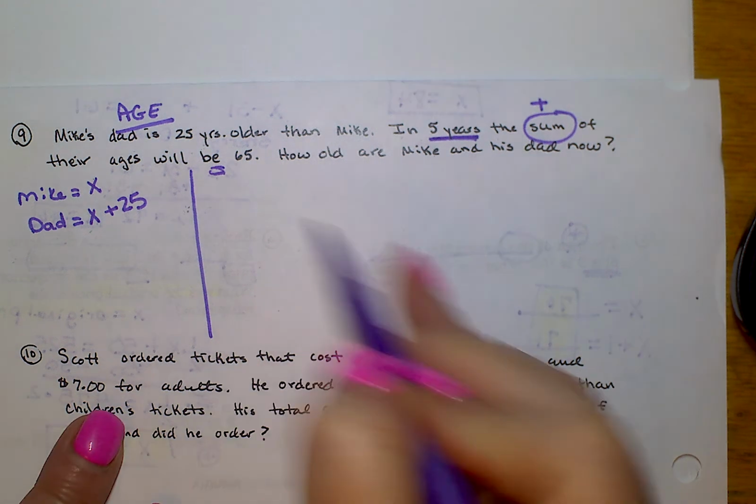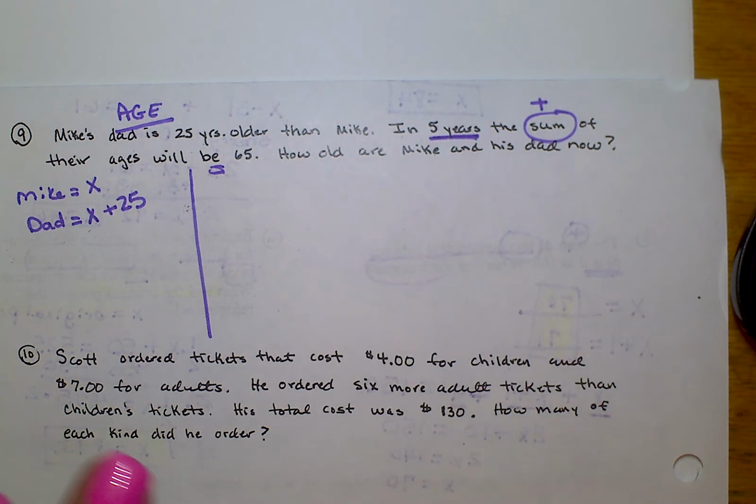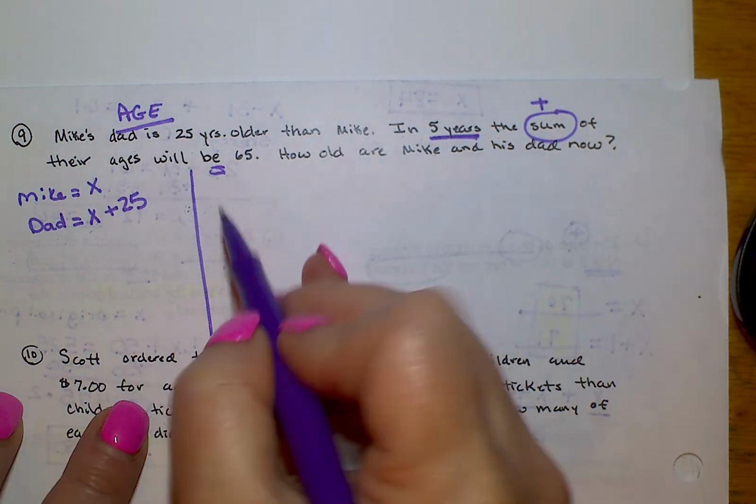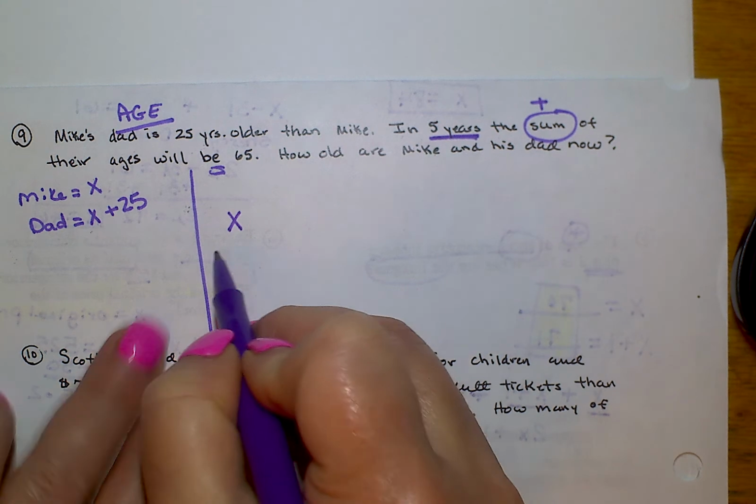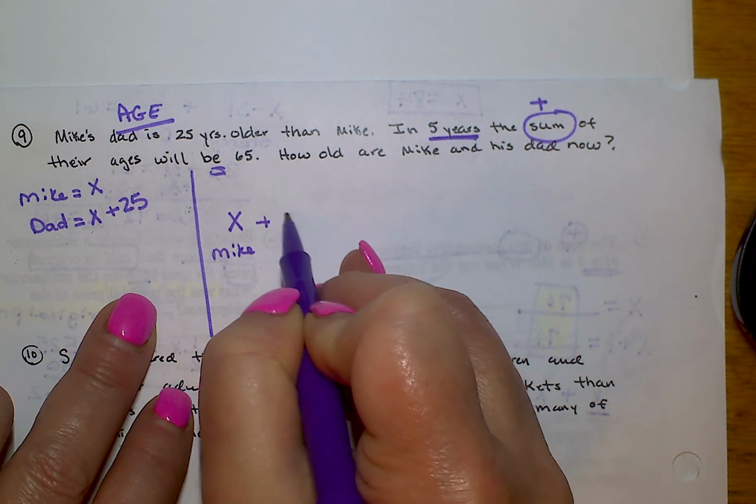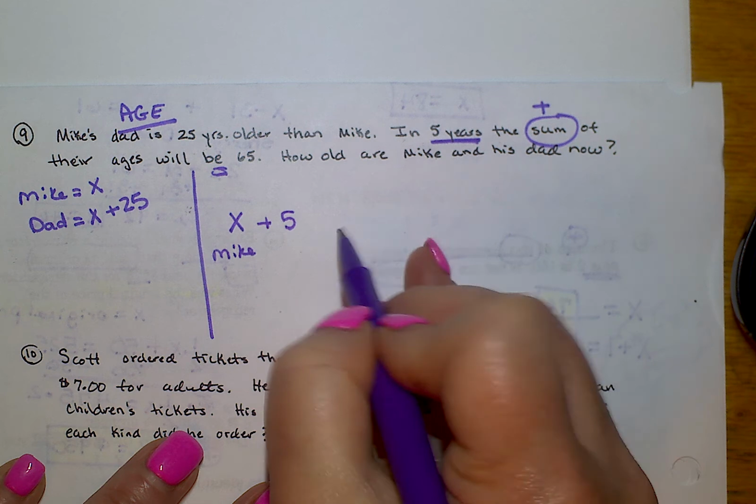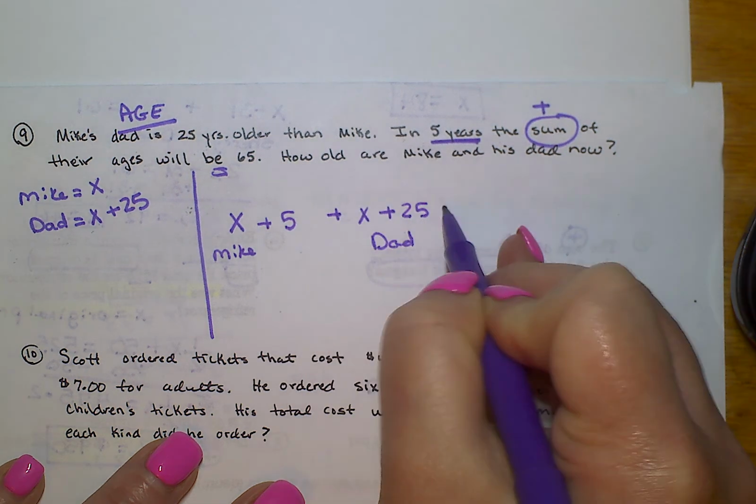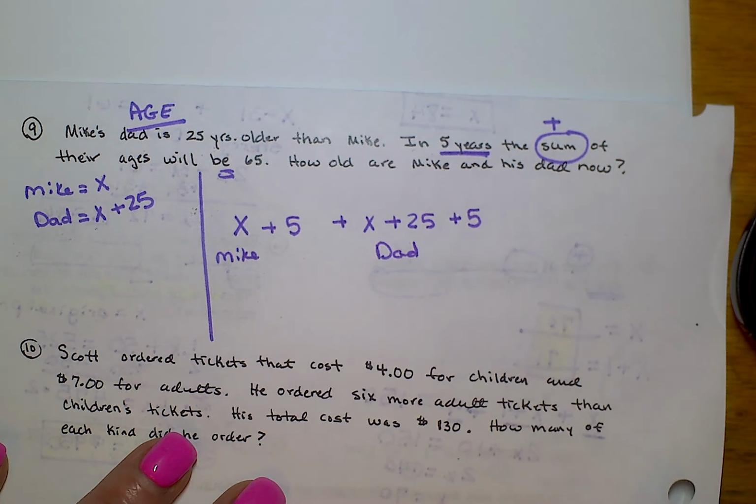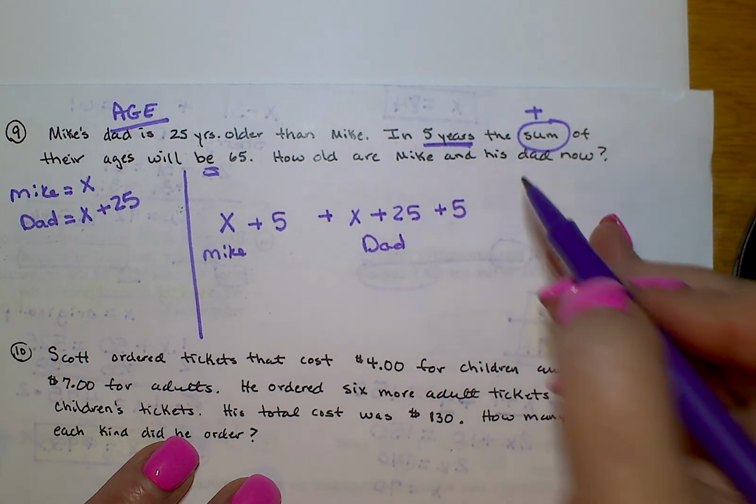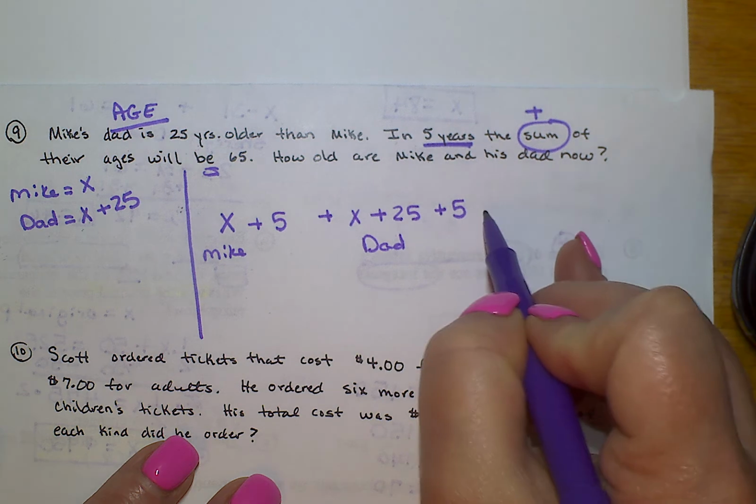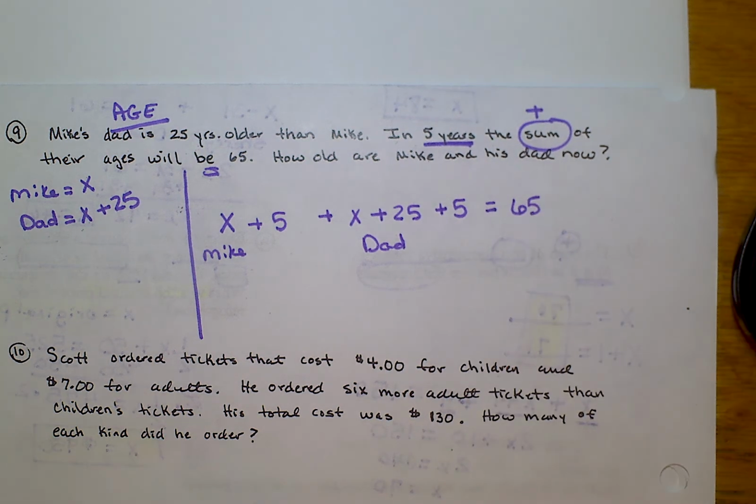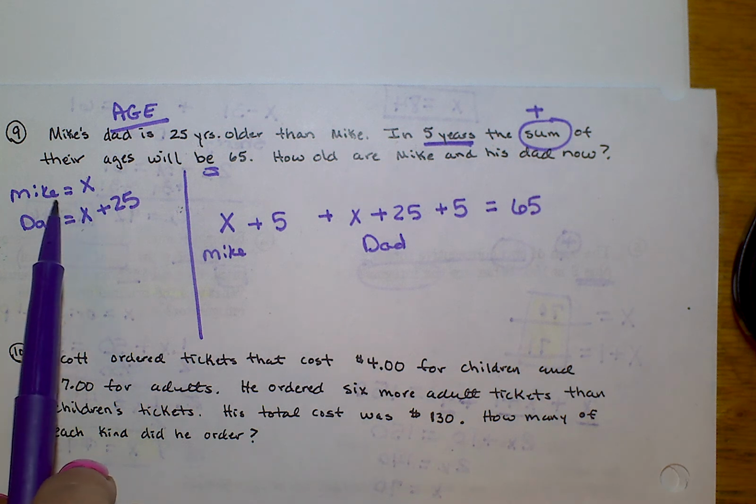Okay. So you got to think about this, because in 5 years, Mike's dad's going to get 5 years older and Mike's also going to get 5 years older. So when I take Mike's age, I have to add 5 to that for 5 years from now. Then I'm going to add Dad's age, and I have to add 5 to that for 5 years from now. Okay? And then it says that in 5 years from now, their sum will be 65. Okay, so when we work this out, we're going to be able to find Mike's age now.